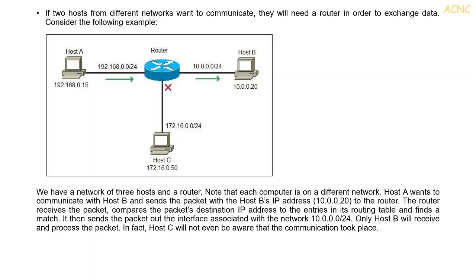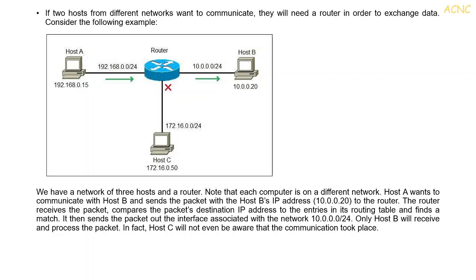The router receives the packet, compares the packet's destination IP address to the entries in its routing table, and finds a match. It then sends the packet out the interface associated with the network 10.0.0.0/24. Only host B will receive and process the packet. In fact, host C will not even be aware that the communication took place.